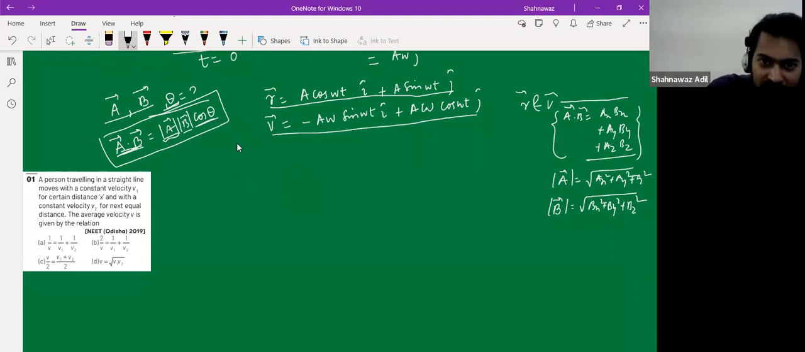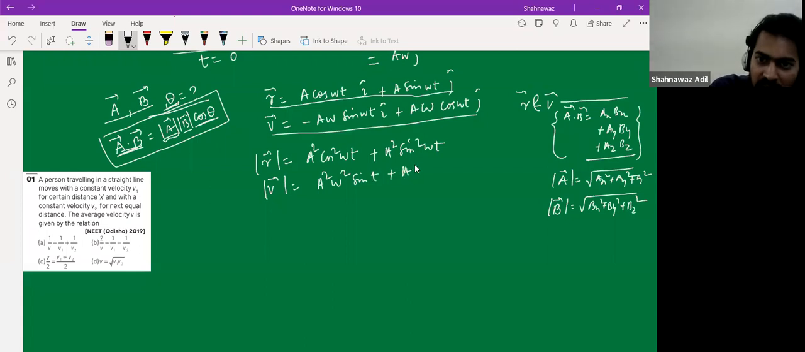So what will be the R magnitude? Quickly. This will be A square cos square omega t, right? And this will be A square sin square omega t. And what will be the B magnitude? This will be A square omega square sin square omega t plus A square omega square cos square omega t, right?